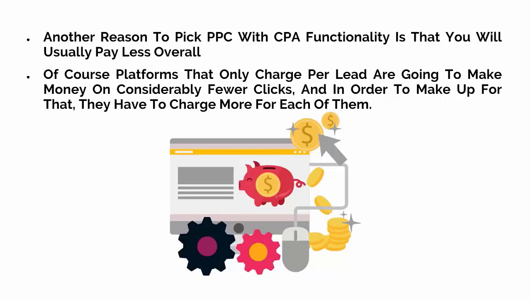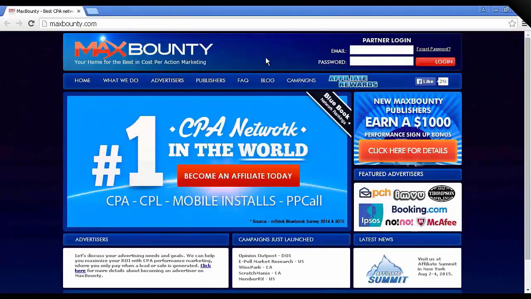Let's look at some of the different types of CPA platforms, how to choose the right one, and how to get started. The first pure CPA network to look at is Max Bounty. Max Bounty was formed in 2004 and has quickly become one of the more popular CPA platforms, allowing advertisers to set up purely CPA, CPL and CPS campaigns.